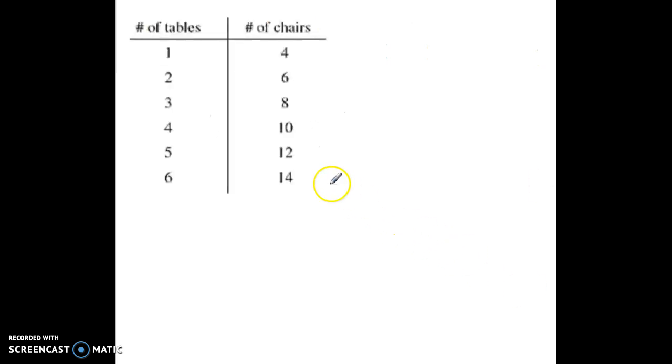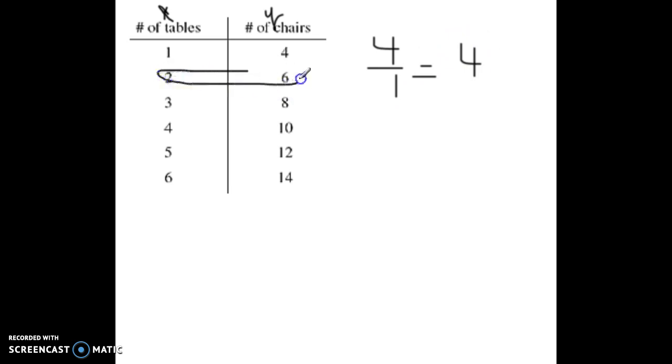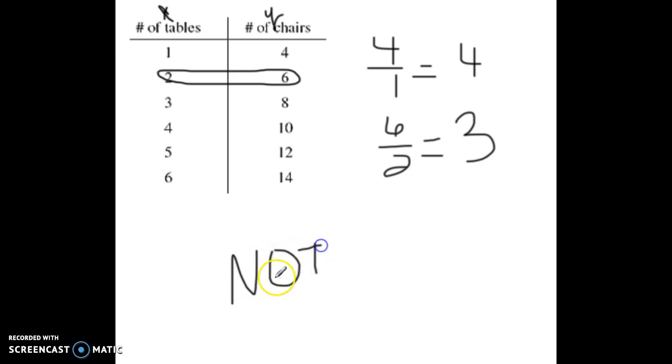Okay, here's the last one. In this case, neither one is labeled y and x. So we're going to be labeling this one x, and we'll label this one y. So once again, we're going to do y divided by x. Well, we do the first one, we get 4 divided by 1 equals 4. Then the next row is 6 divided by 2, which equals 3. Hey, wait a minute. I thought you said they had to come out to be the same answer every time. Yes, they do. So in this case, this one is not proportional.